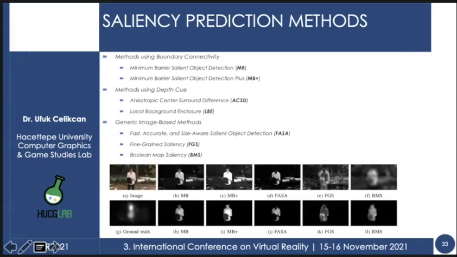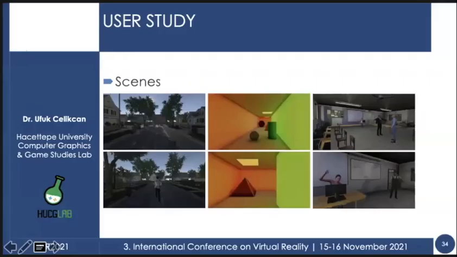The methods we have used can be combined in 3 main categories. First, methods using boundary connectivity. Second, methods using depth cue. And third, generic image-based methods.